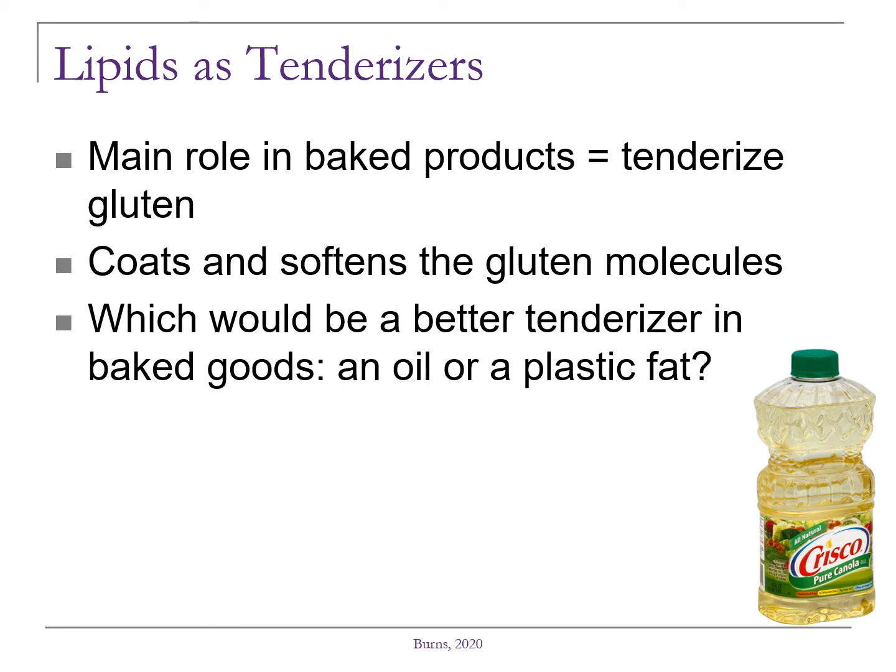Fats and oils also act as tenderizing agents in baked products by tenderizing the gluten. Remember, the gluten is that protein complex that provides for the rigidity and the structure of the baked good. Fats and oils will interfere with the development of the gluten, and they will shorten the gluten strand by physically coating the gluten and softening the gluten molecules. So which one do you think would be a better tenderizing agent in baked goods? An oil, a liquid oil, or a plastic fat?